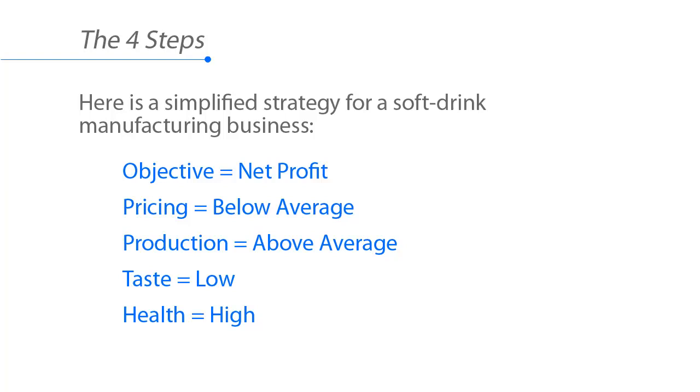Here is a simplified strategy for a soft drink manufacturing business. The objective is net profit. Pricing will be below average. Production will be above average. Taste will be low. Health will be high.